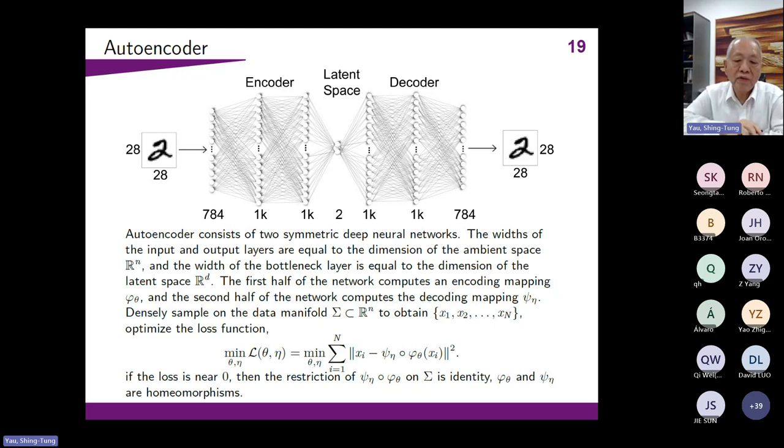Given points x_1 up to x_n densely sampled on the data manifold Sigma in the ambient space R^n, we optimize the loss function given by this equation: the L2 norm of x_i minus psi_eta composite phi_theta of x_i, minimizing over all possible theta and eta, the encoding and decoding mappings. If the loss is zero, then the restriction of psi_eta composite phi_theta is the identity, and they are homeomorphisms.